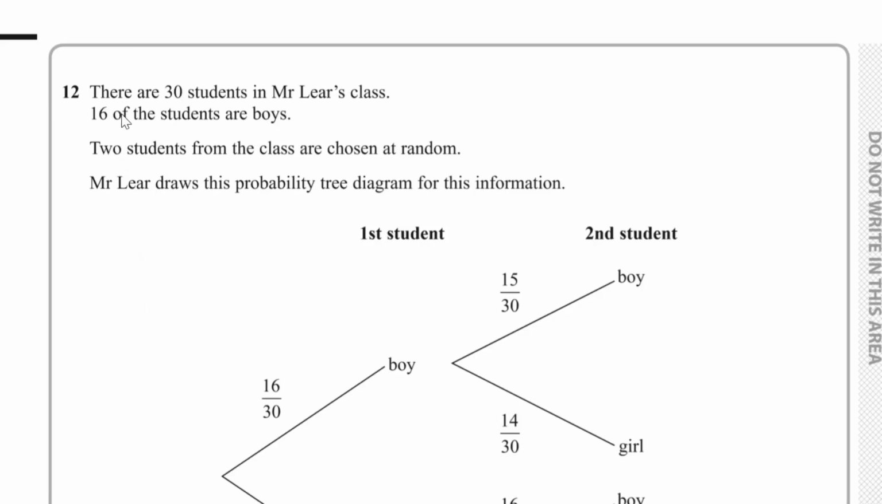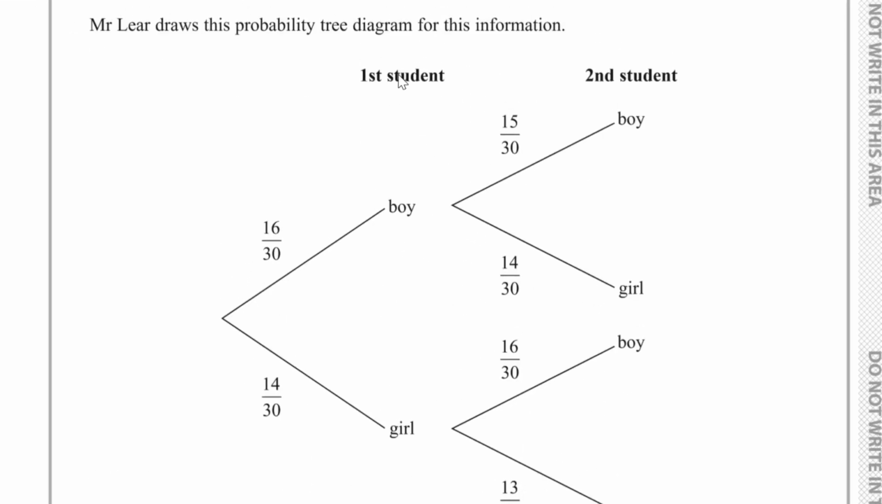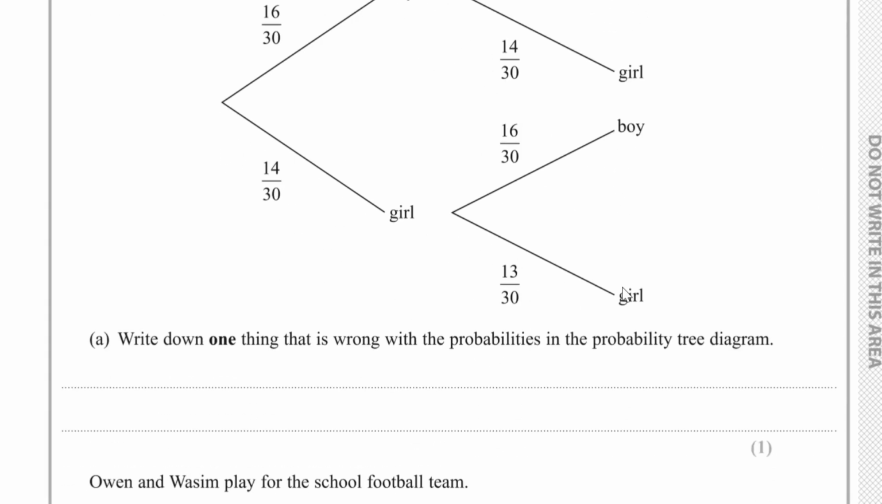Question number 12. There are 30 students in Mr. Lear's class. 16 of the students are boys. 2 students from the class are chosen at random. Mr. Lear draws this probability tree diagram for this information. So here we've got the first student being picked and then the second student.